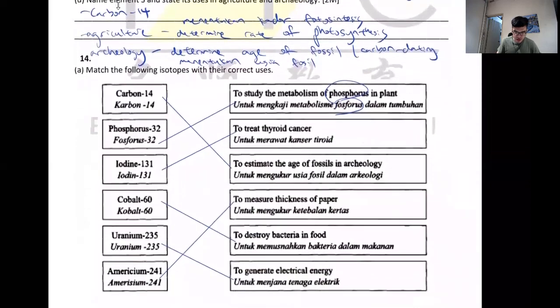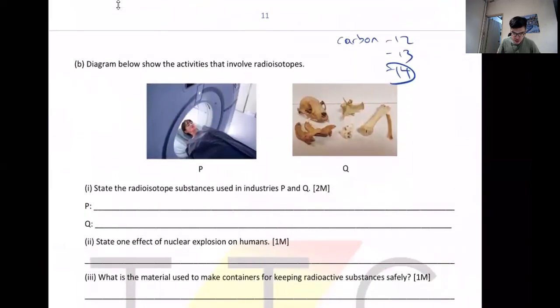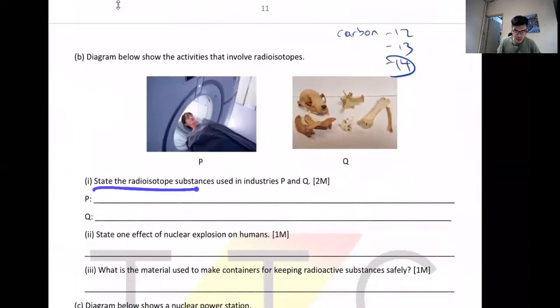Okay, so next, let's go to P and Q. State the radioisotope substance used in P and Q. So what is this? This is radiotherapy. What is radiotherapy? If you've got cancer, you want to kill your cancer cells, that's what we call radiotherapy. I'm sure you've heard of this, right? When someone gets cancer, they need to go for 2 treatments. Radiotherapy uses gamma rays to kill the tumor. Second is chemotherapy, where they give you some kind of chemical, drip it into your blood, so that they can use the chemical to kill your cancer cells.